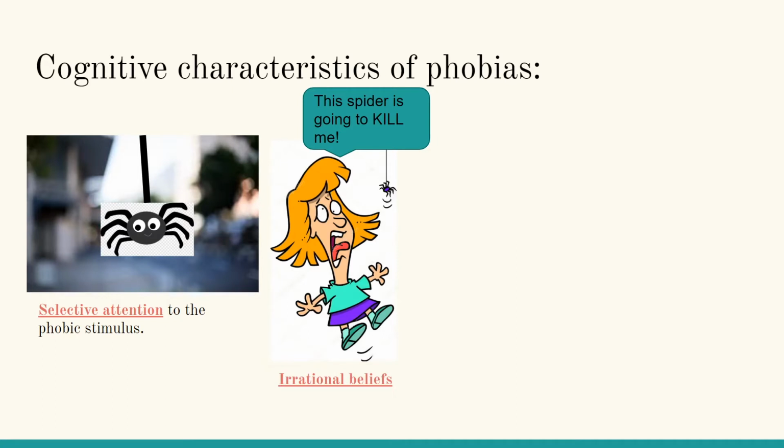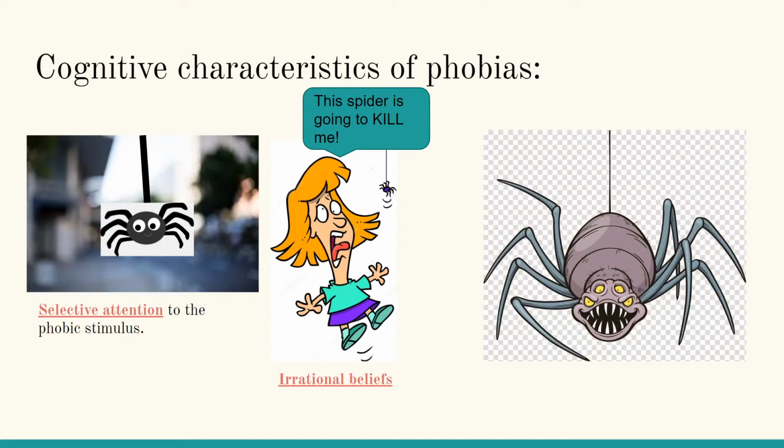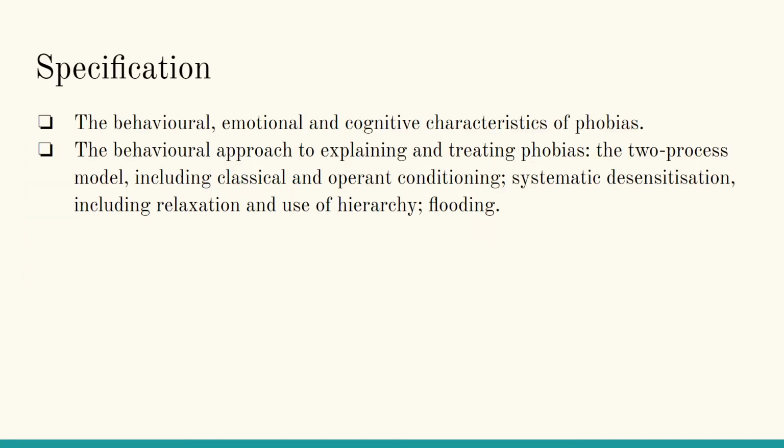Irrational beliefs, which is the cause of an unreasonable response of anxiety towards a phobic stimulus. Here, this lady is claiming that a spider is going to kill her, which shows an unreasonable response of anxiety if we consider this spider as non-poisonous. And the last characteristic is cognitive distortions, which is where a patient does not perceive a phobic stimulus accurately. Therefore, the image may often appear grossly distorted or irrational. So there you have it. We have completed part 1 of the specification, and we can now move on to the second part.